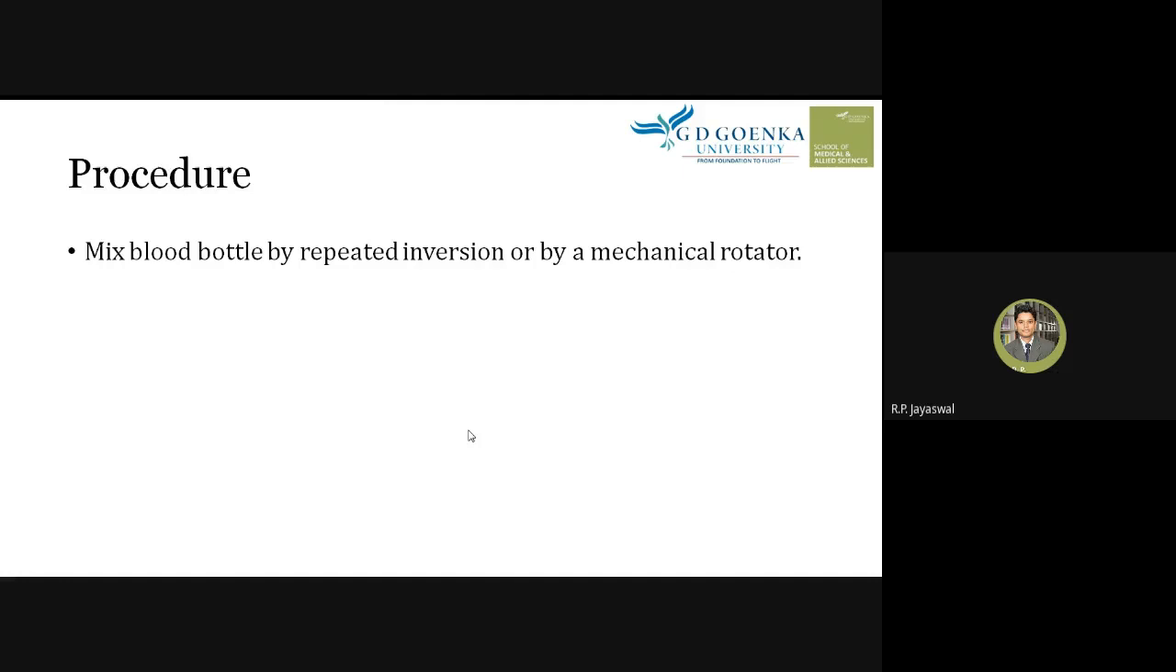We need to do the inversion process, or we can put on the mechanical rotator so that the blood can mix properly with the anticoagulant. And after that, once the blood is mixed properly, we need to draw the blood into a long pasteur pipette. I have shown you the image in the previous slides.